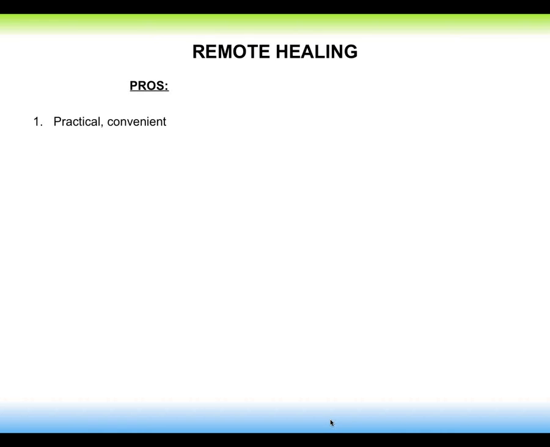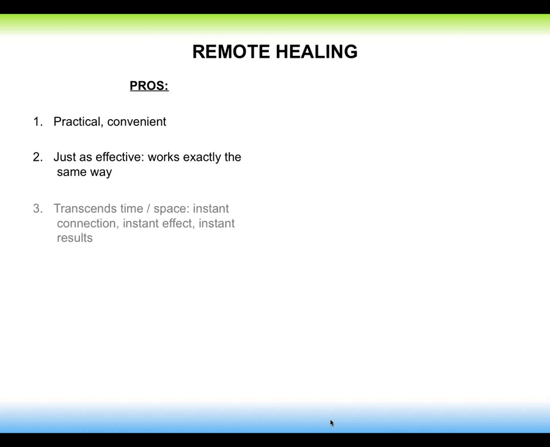Okay, the pros: it's very practical, it's very convenient. Of course, you can sit in your home and do this work. And of course, it's just as effective. It works exactly the same way as if you were doing the session in person. You are transcending time and space. This means that you have instant connection, instant effect, instant results. It is really exactly the same as if you were in the presence of the healer.